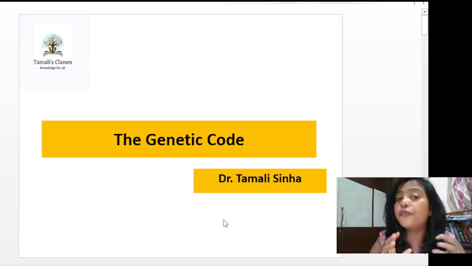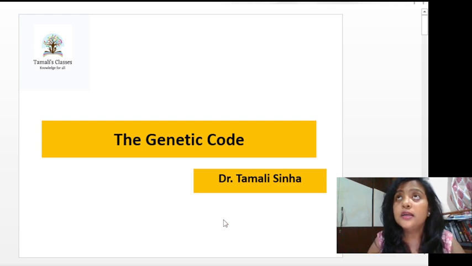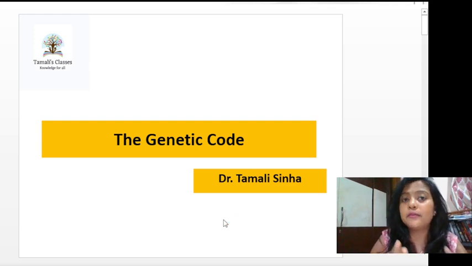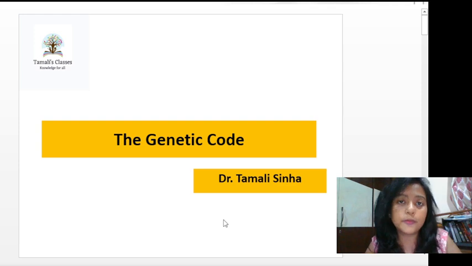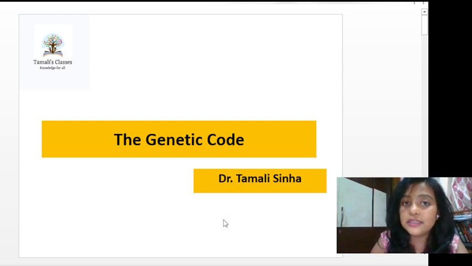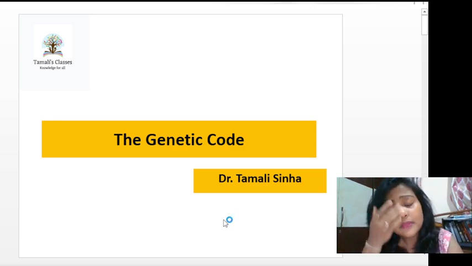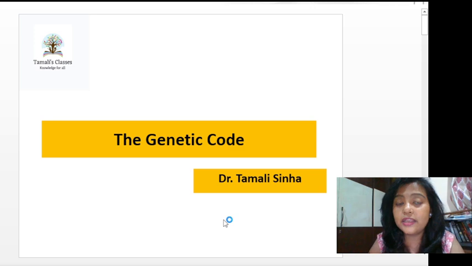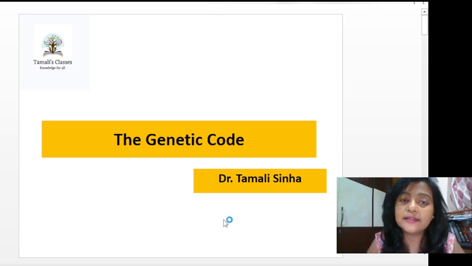There are a set of rules which are followed for this formation of proteins. These rules tell us in what sequence the amino acids come together to form a protein. It starts from the DNA nucleotide bases. We know there are four bases: A, T, C, G, and in RNA it is A, U, C, G. So how they are arranged, how they lead to the formation of amino acids, and how amino acids form proteins. There is a set of rules known as the genetic code. In today's class, I'll talk to you about that.